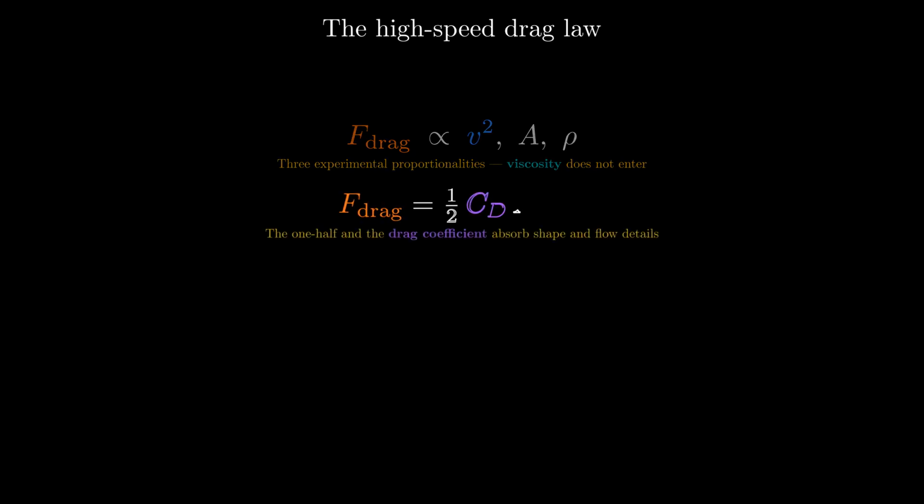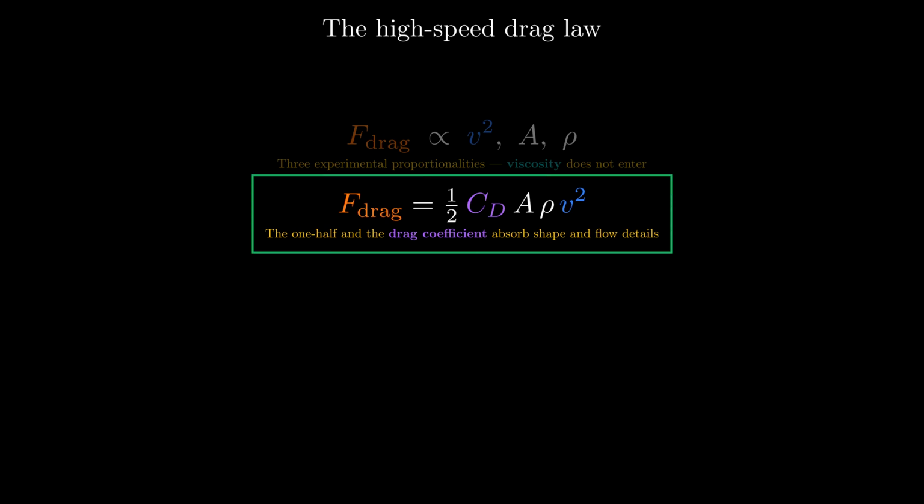We can gather those proportionalities into a single equation. The magnitude of the high-speed drag force equals 1/2 times a drag coefficient, C sub d, times the cross-sectional area A, times the fluid density Rho, times the speed v squared. The 1/2 and the drag coefficient absorb all the messy details of shape and flow. Everything else, area, density, and the speed squared, is exactly what our intuition predicted.